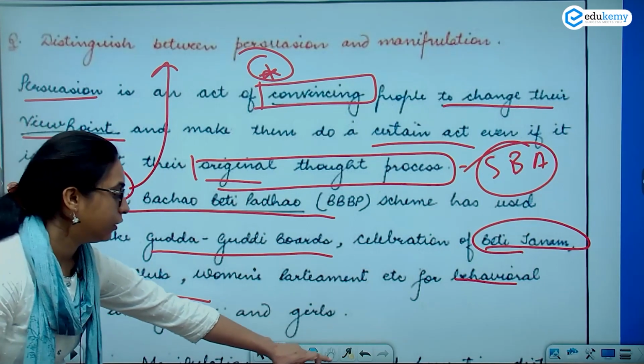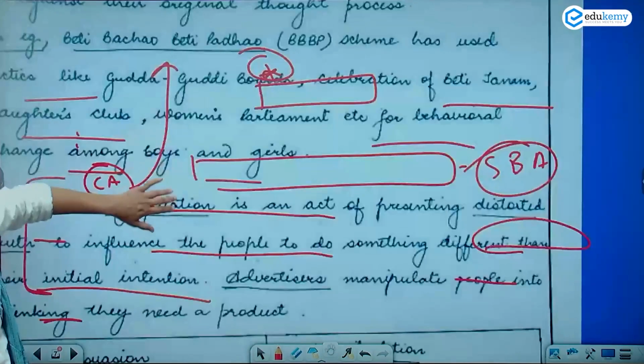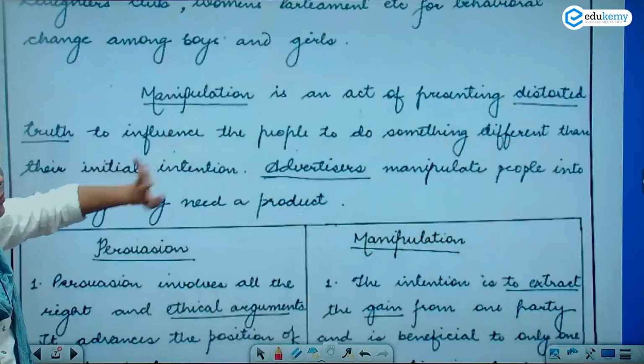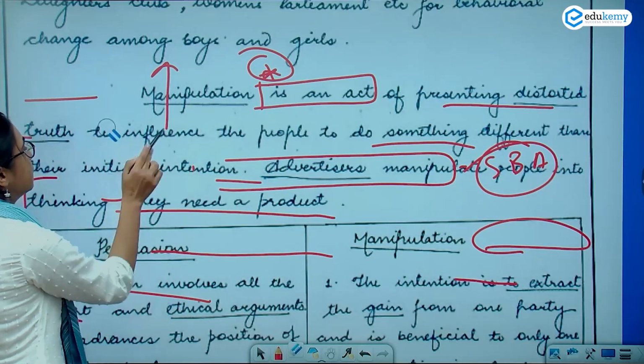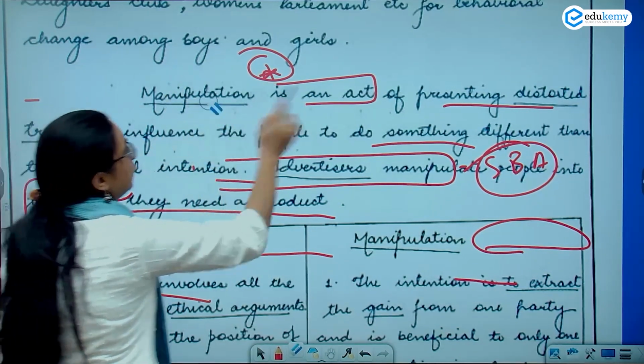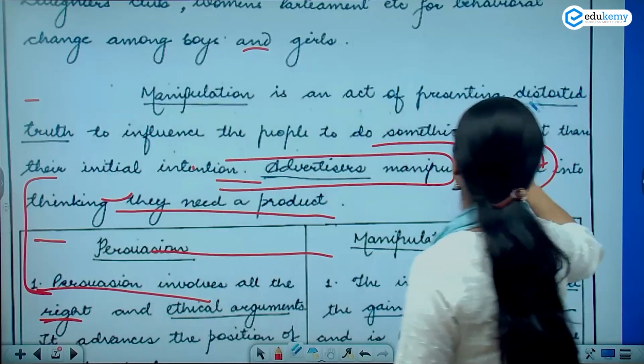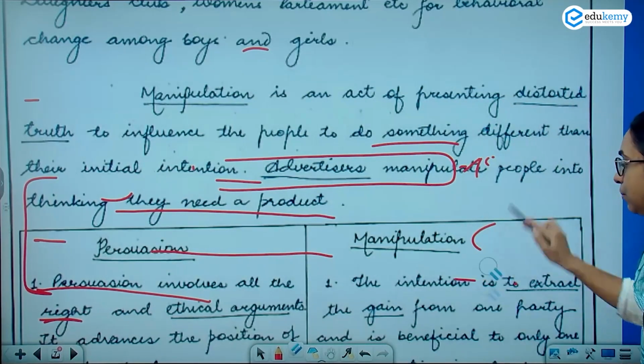That's what you have done. Then, what is manipulation? So, what is persuasion? We've understood. There is no evil intention. There is no evil will in the persuasion. It is just simply convincing the people.